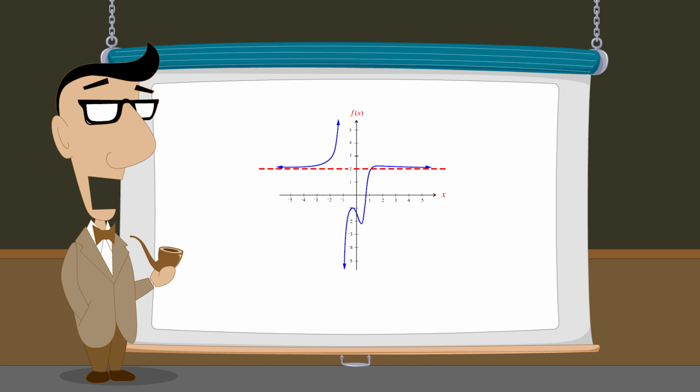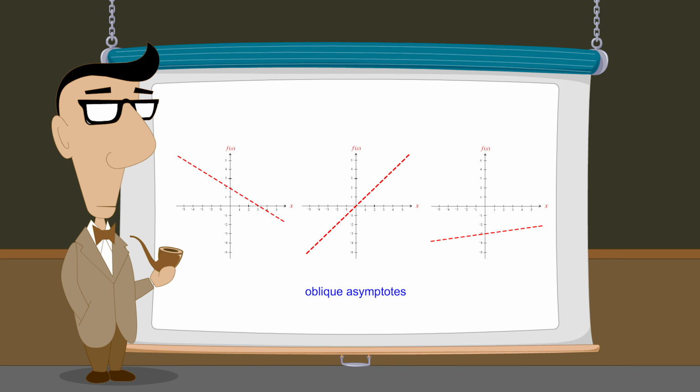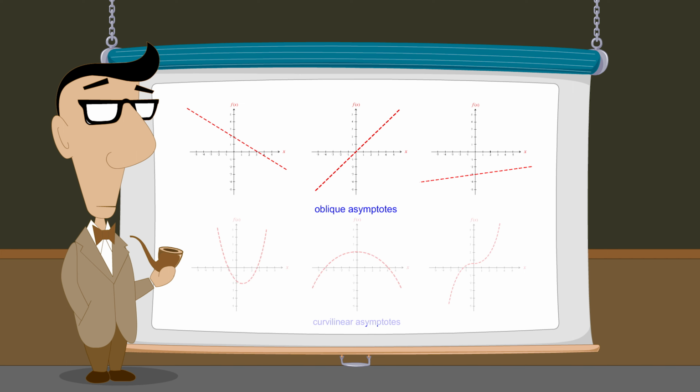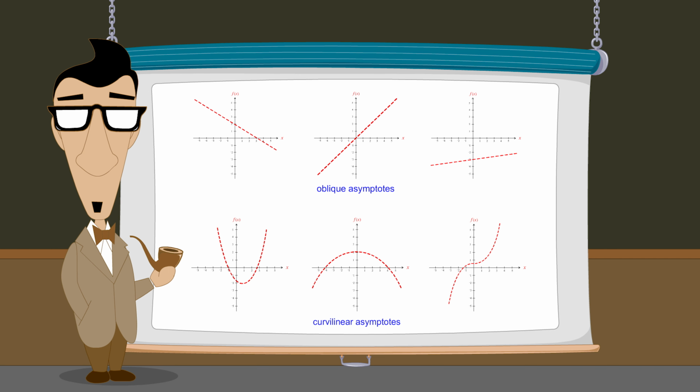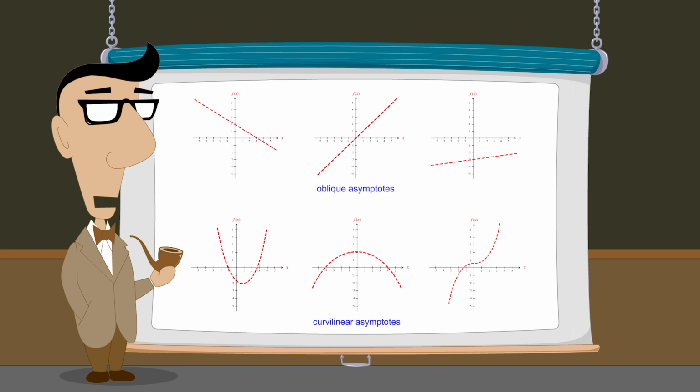So far, all the examples of non-vertical asymptotes that we have seen have been horizontal. But non-vertical asymptotes can also be slanted lines called oblique asymptotes, or curved lines called curvilinear asymptotes. In the next lecture, we will see how to determine if a rational function has an oblique or curvilinear asymptote and how to calculate that asymptote's shape and position.